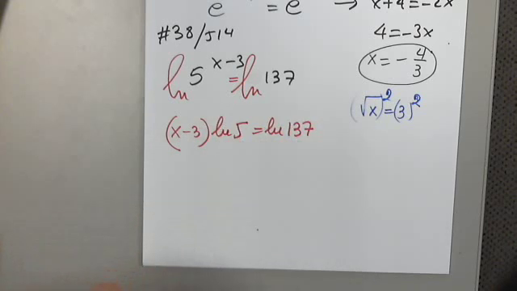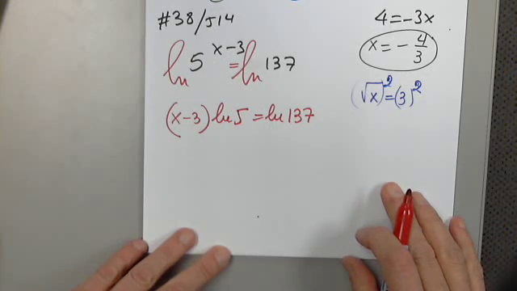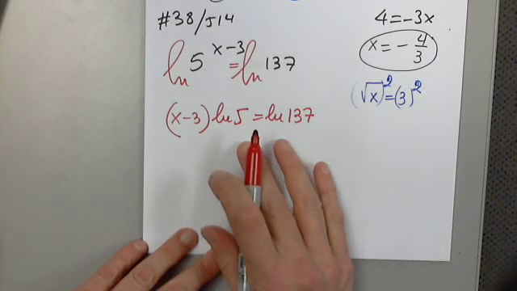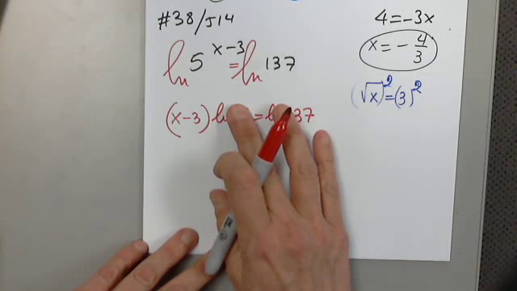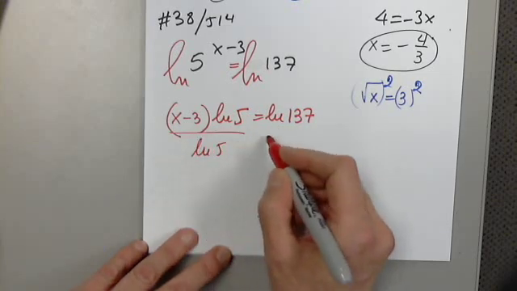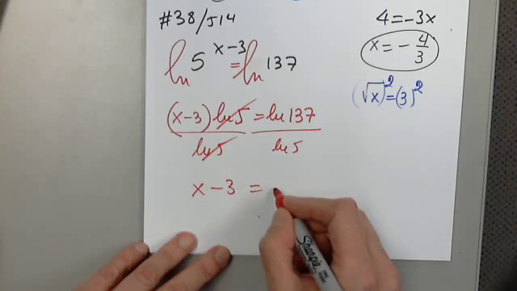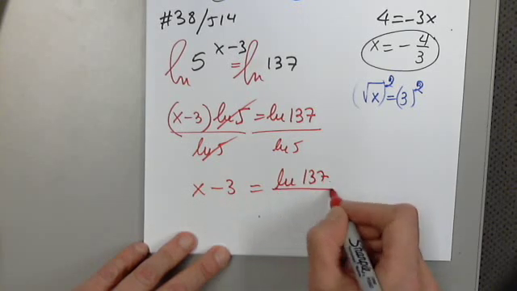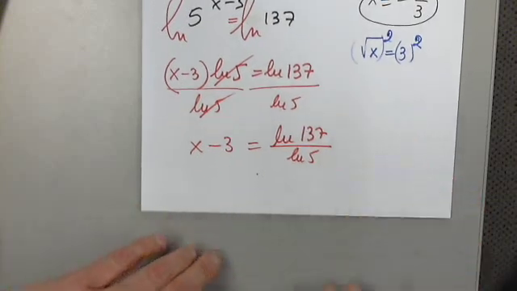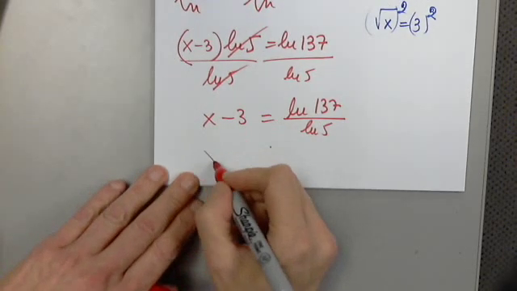You can, okay, let's divide. By what? No, not by 5. I cannot separate these two. Yes, I agree. I divide by natural log, that's perfect. And then I get x minus 3 equals natural log 137 over natural log 5. Perfect. That's a very good idea. And what would be the next step? And the final step, actually. I add 3 to both sides.